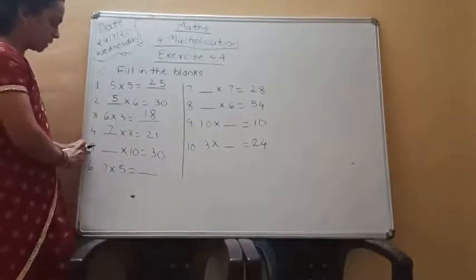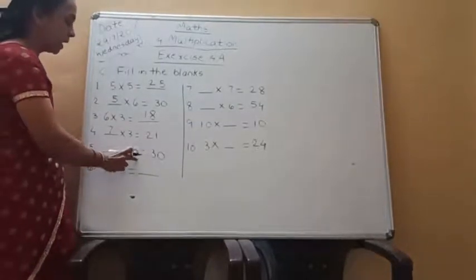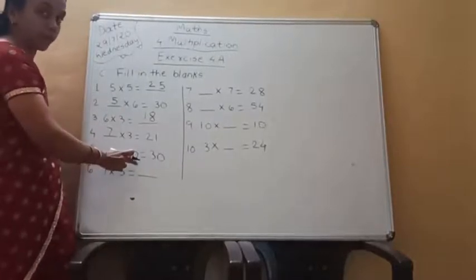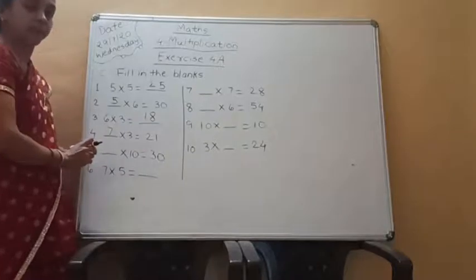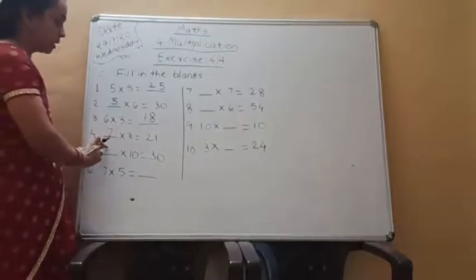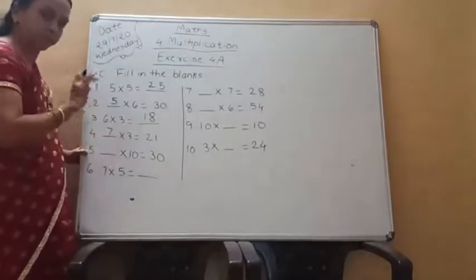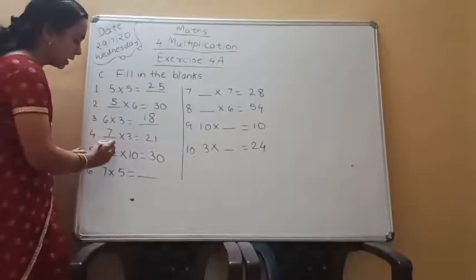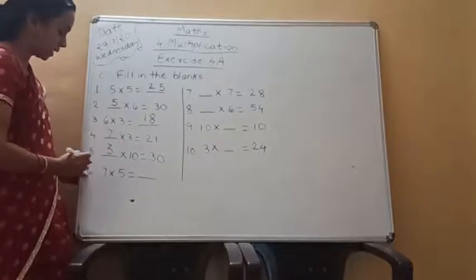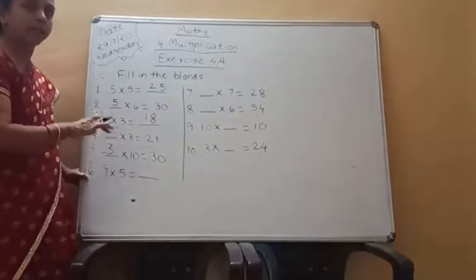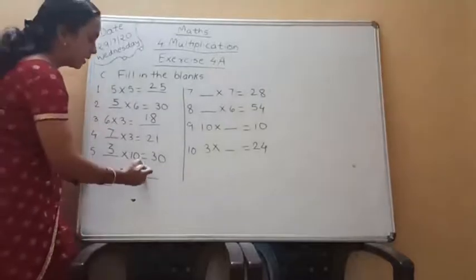Now see fifth example. Dash multiplied by 10 equal to 30. So in the table of 10, 30 number is there. So which number multiplied by 10 we will get 30 answer? 10 3s are 30. So we have to write here 3. Now see sixth example. 7 multiplied by 5. 7 5s are 35. Very simple.